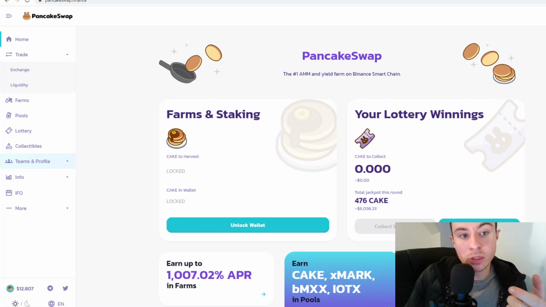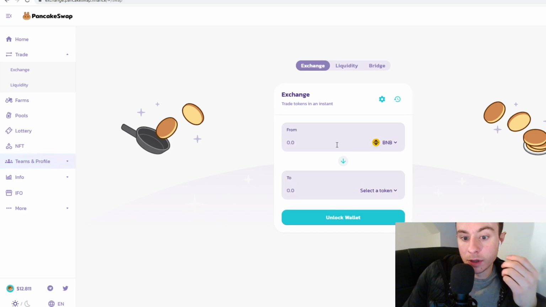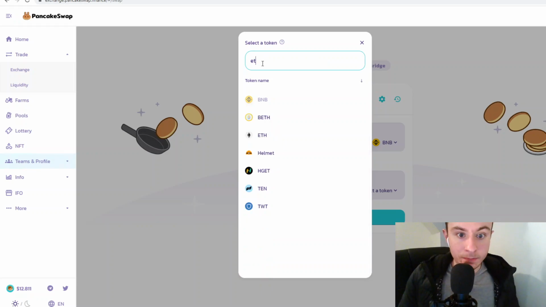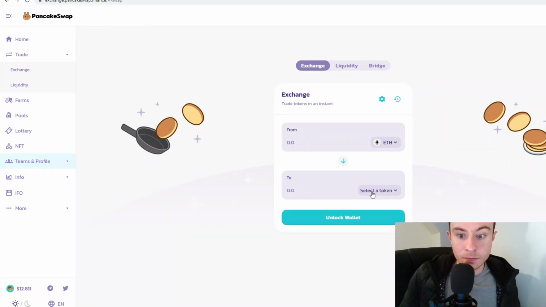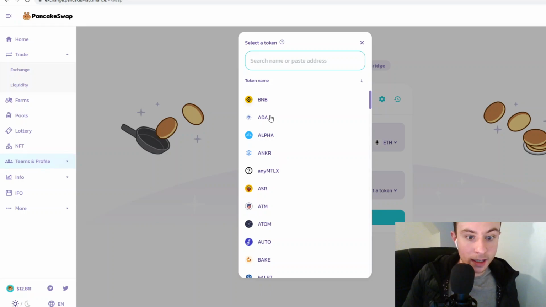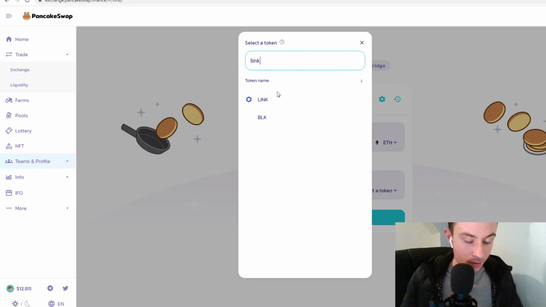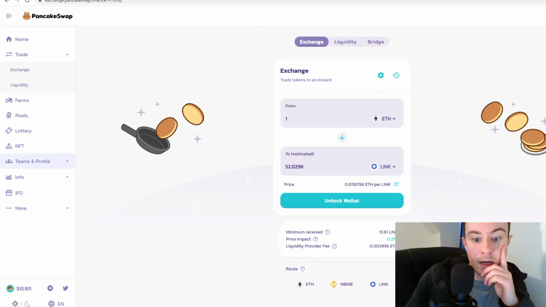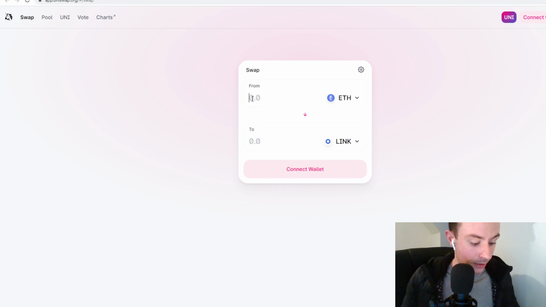And then, as you open your MetaMask wallet, you'll have at the top whether you're on the Ethereum network. You can click on that and go to your Binance network, and you will then be able to trade on PancakeSwap. What I'm going to do is show you the rates. So we'll do Ethereum against Chainlink, and I'll show you what the alternative would be on Uniswap to see if we are getting a good deal.